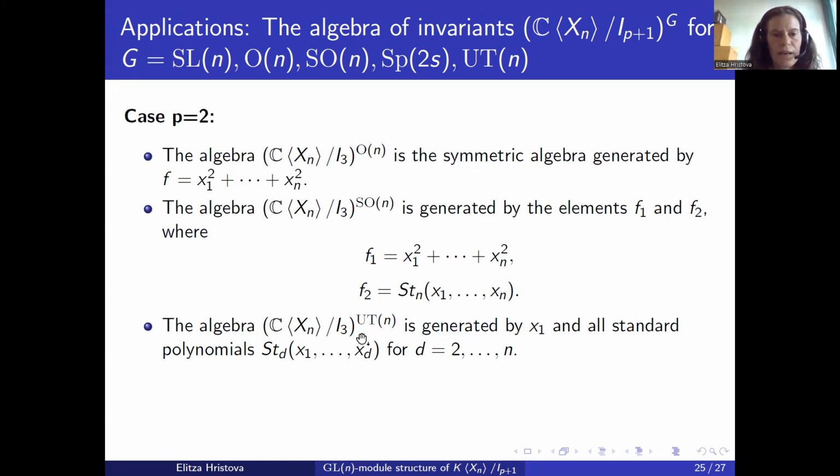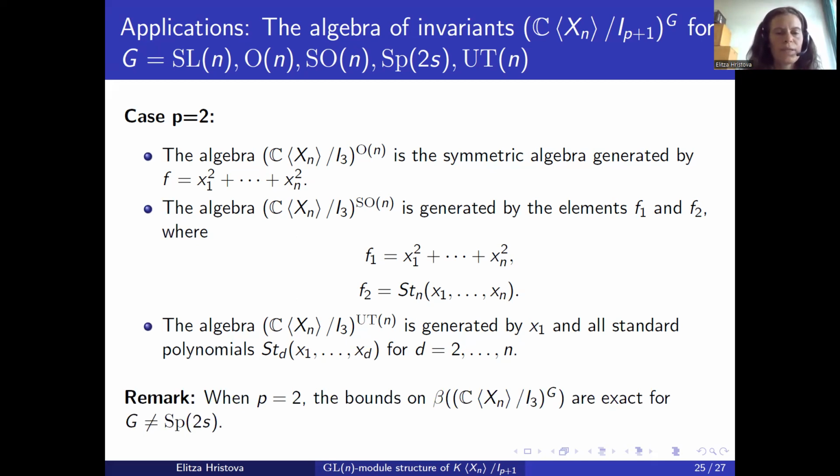For the algebra of UT_n invariants, it is generated by x_1 and by all standard polynomials of degree d, where d can grow from 2 to n. So we again have a generator of degree n, and again the bound is obtained. So the conclusion is that when p is equal to 2, the bounds that we obtain on the maximal degree of a generator of the algebra of invariants are exact in all cases except when G is the symplectic group.